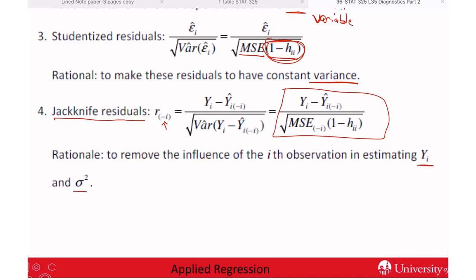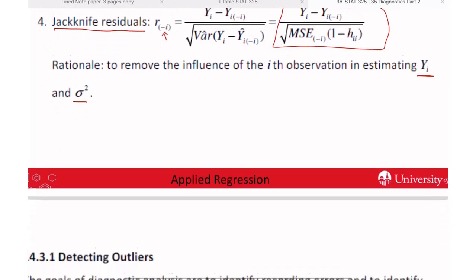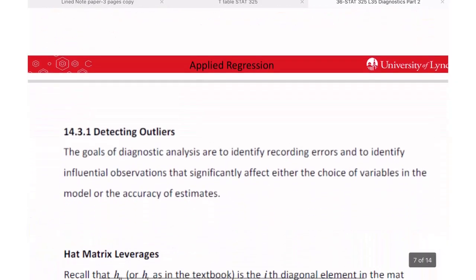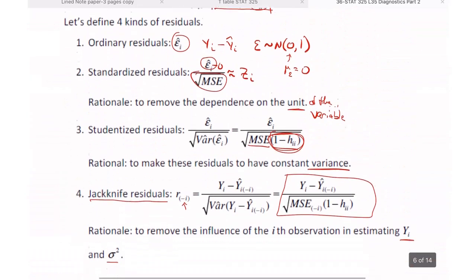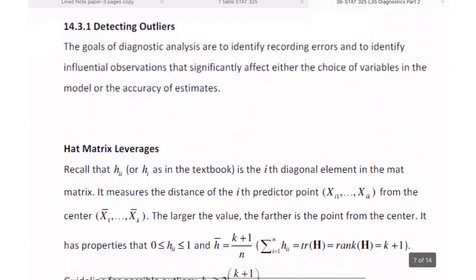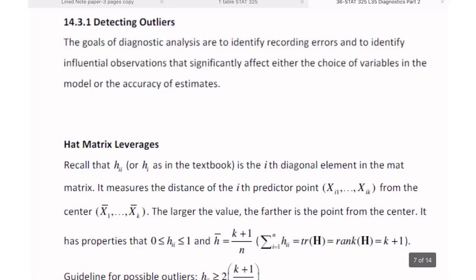And so if one of these is very influential or has a big effect, in other words, it's an outlier, then we'll see a big difference when we remove it compared to when we don't, okay, all the others. So how do we detect outliers? So these are the 4 different types of residuals. Now let's talk about the methods that we're going to use to detect the outliers.